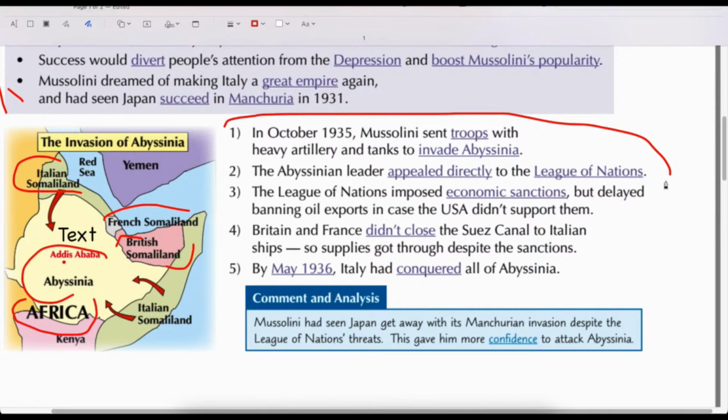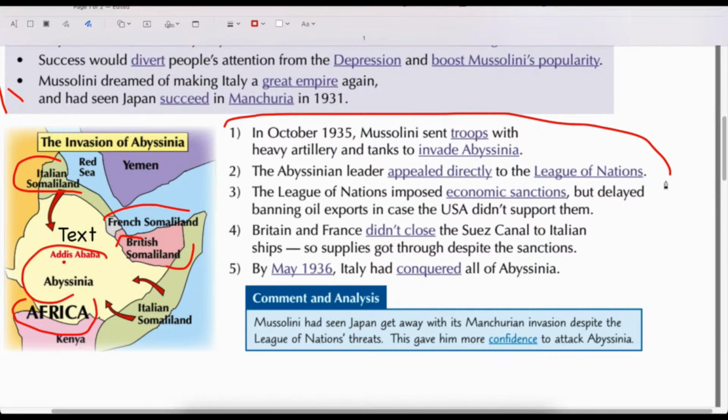Even though Britain and France had imposed some sanctions against Italy because of what they were doing, invading another free country, right? Okay, so even though they imposed some sanctions, oil and some supplies were still moving around freely. So what kind of sanctions is that, right? And number five, by May 1936, Italy had conquered all of Abyssinia. So, the sad situation happened.